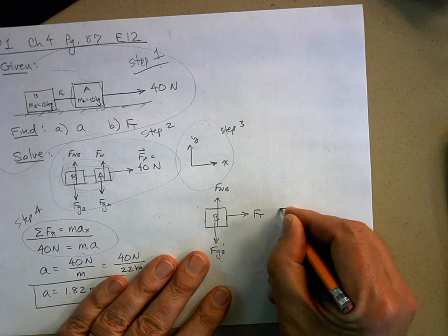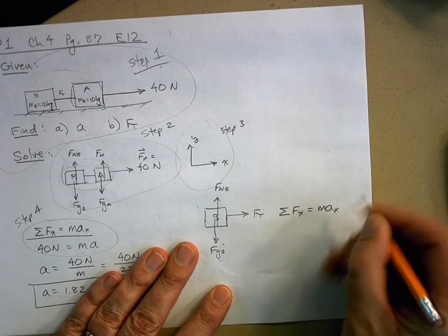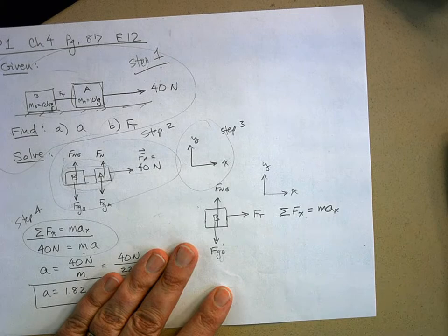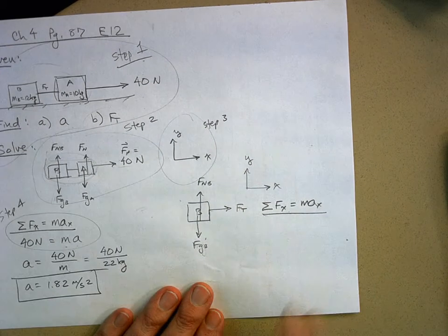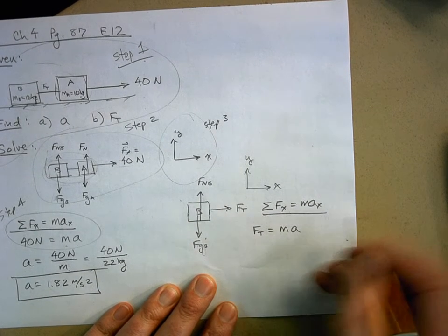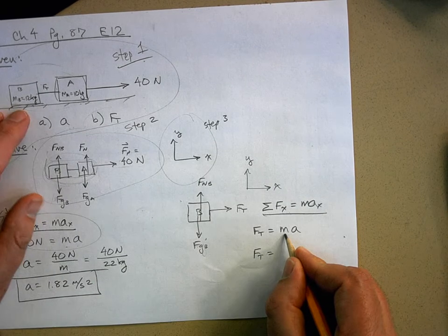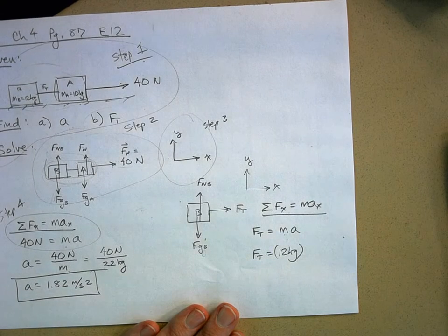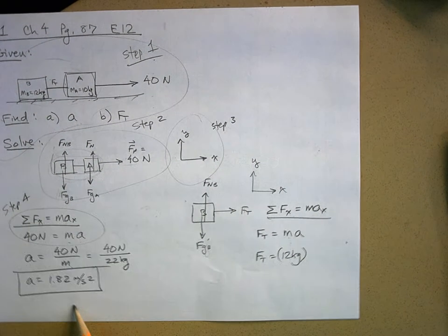So now I'm going to sum the forces in the x direction equals ma in the x direction. I'm running out of time, so I'm kind of rushing through this. Sum the forces in the x direction. Well, there's only one, the tension force, equals ma. Well, guess what? I know what m is. I picked object B, so that's 12 kilograms. Do I know what the acceleration is? Yeah, I solved for it in part A.